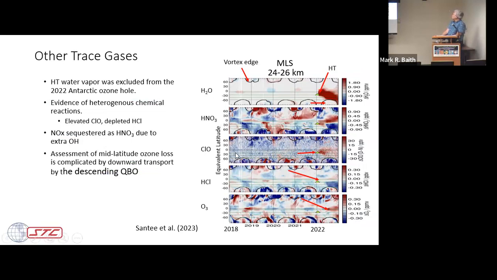So you do see some evidence of chemical processing. This is chlorine monoxide, and chlorine monoxide is showing elevated levels here downstream, and it's associated with the aerosols and heterogeneous reactions on those aerosols. And likewise, you see a depletion of HCl. You see the blue here. This is the depletion of HCl. And likewise, you see a change in nitric acid. Nitric acid here is sequestering NOx. NOx is sequestered by all the water. And by sequestering it into nitric acid, that also allows for more chlorine monoxide to exist without being locked up into chlorine nitrate.